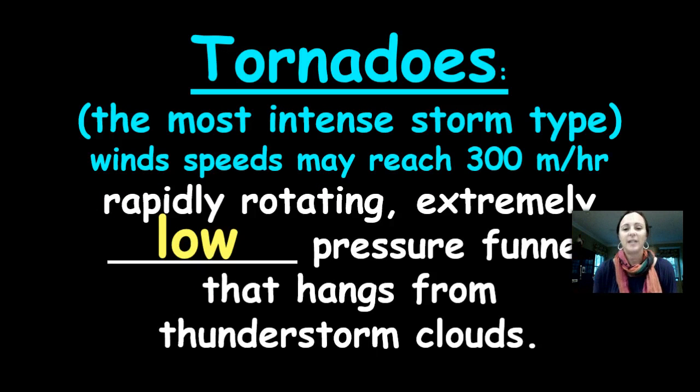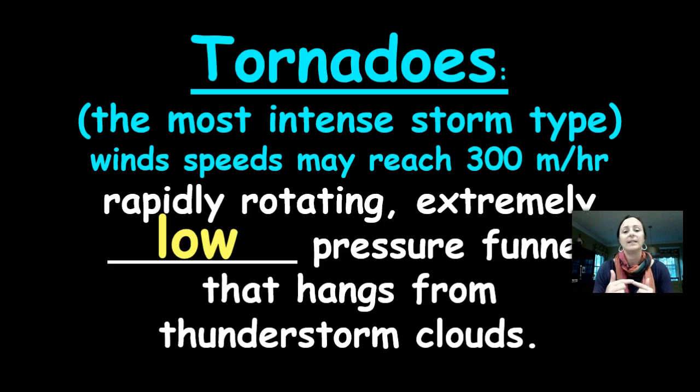So let's talk about tornadoes. Tornadoes are the most intense storm type. Their wind speeds may reach 300 miles an hour. Now, that is in a very small area compared to hurricanes. Hurricanes could be 400 miles long, so they span an enormous area, whereas tornadoes will only hit a local spot. It may be a couple miles, but it would only be in one area. So that's what makes them so intense.